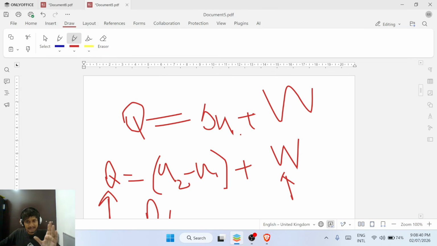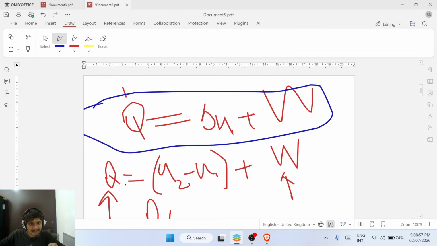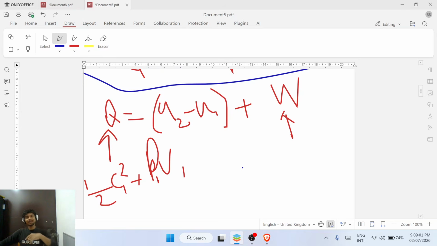Now please remember, if you forget the steady flow energy equation, first write the non-flow energy equation. Q is equal to delta U plus W. Therefore, Q is equal to U2 minus U1 plus W. Now we are going to derive the steady flow energy equation from the non-flow energy equation.